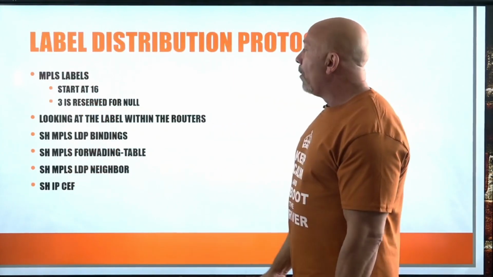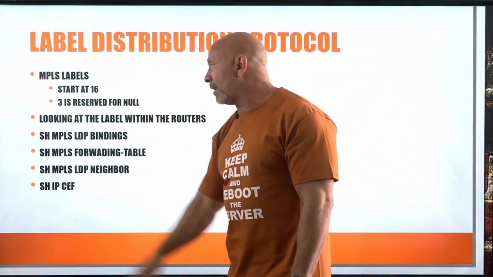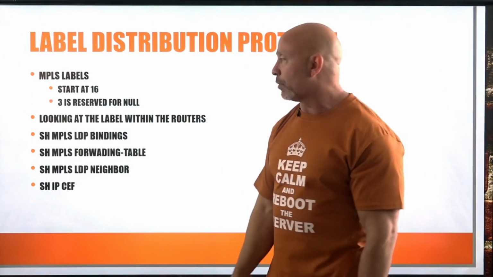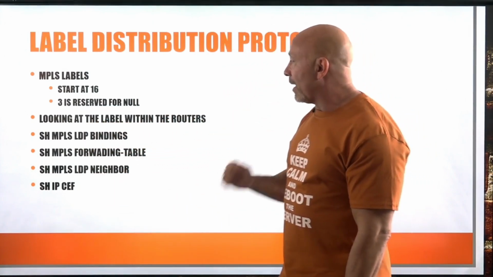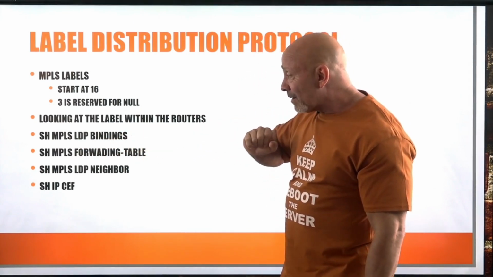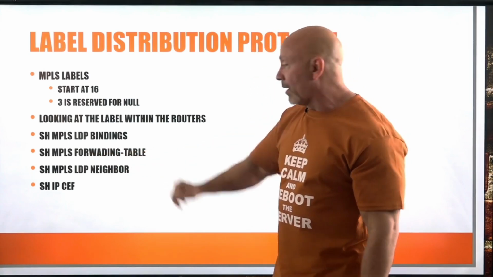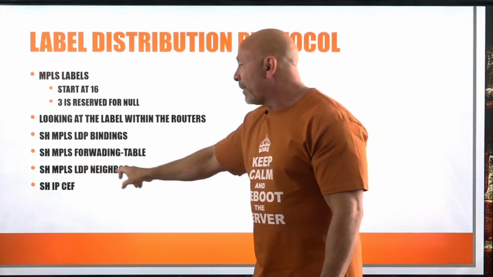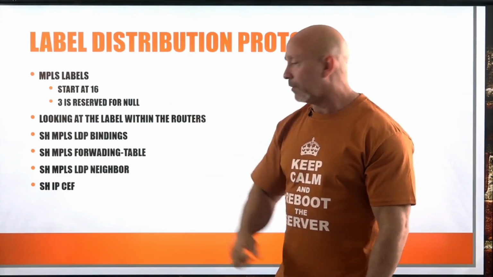So you bypass it altogether with these route reflectors. Okay, but label distribution protocol: it starts at label 16. 3 is reserved for null, so you can't use 3. Looking at the labels within the routers, we're going to go ahead and see how that is. Show mpls ldp bindings. Okay, you look at all the things that are there. Show mpls forwarding-table, like looking at the routing table. Show mpls ldp neighbor. Hey, who's my neighbor? Is he running LDP? Good to go.